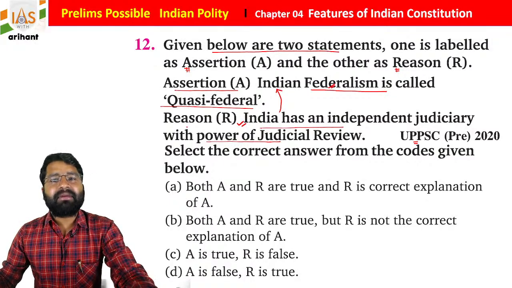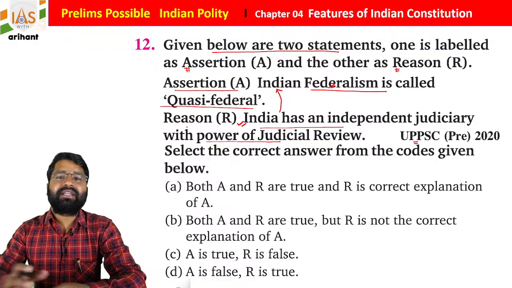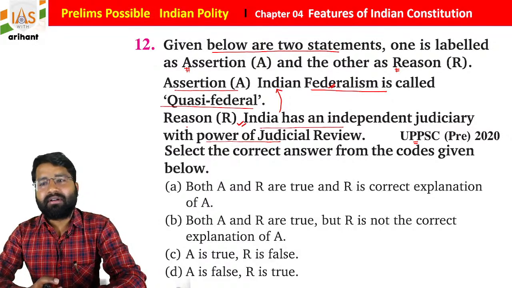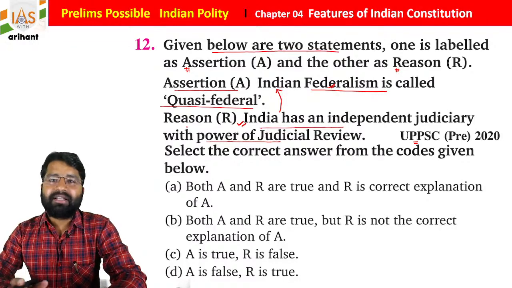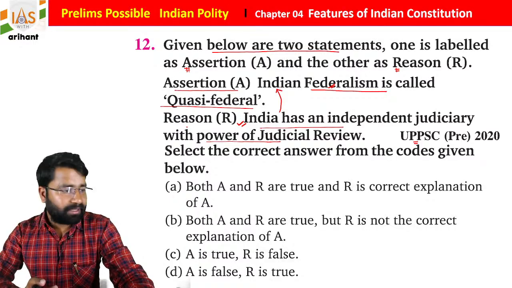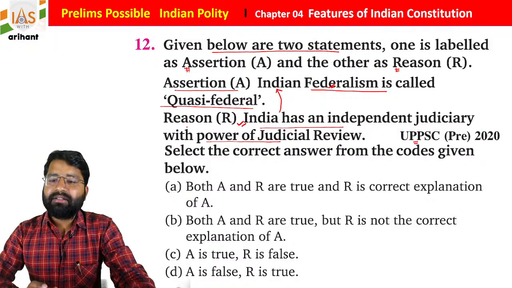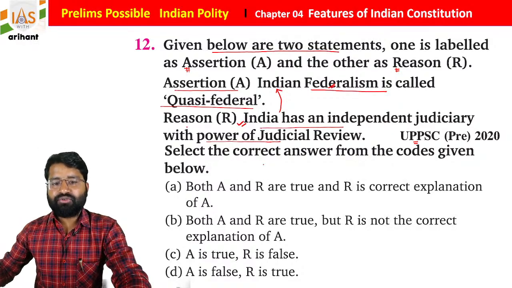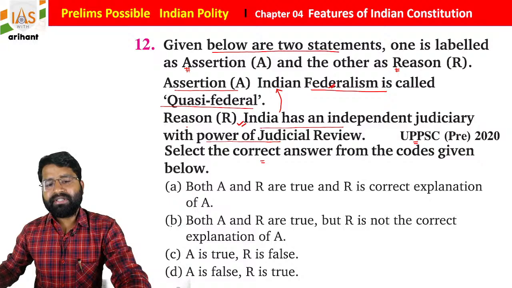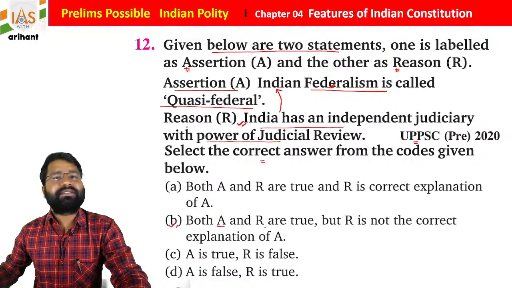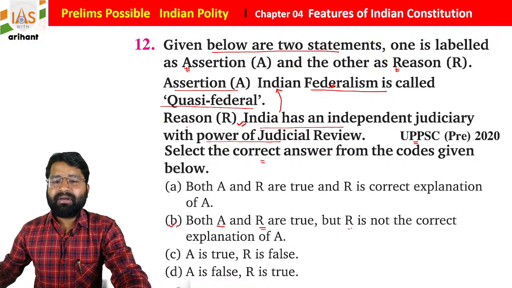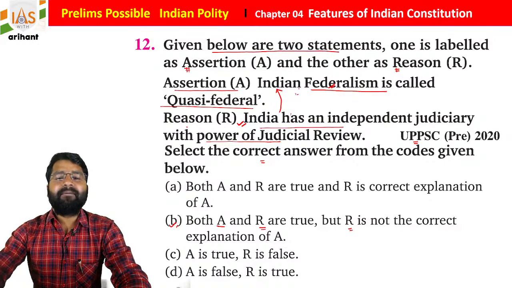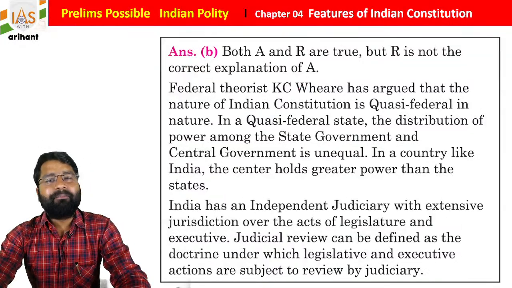Recently there is the JMM case where the Supreme Court says that if a minister or a sitting MLA or MP takes any type of bribe, they are going to be punished. So they will not get immunity in that case. These are the powers of judicial review. Okay, so you have to choose the correct answer. If you see, assertion and reason are both true, but the reason is not explaining the quasi-federal structure. So B will be the same.